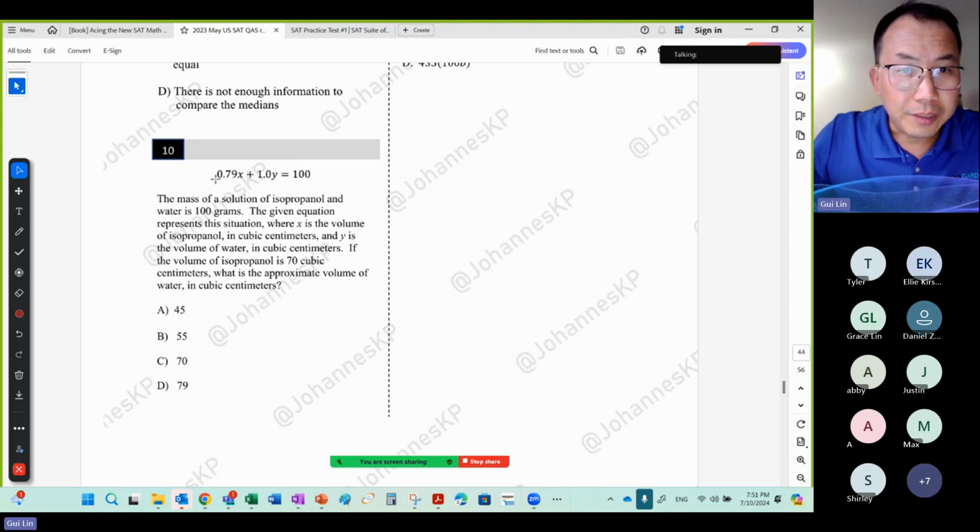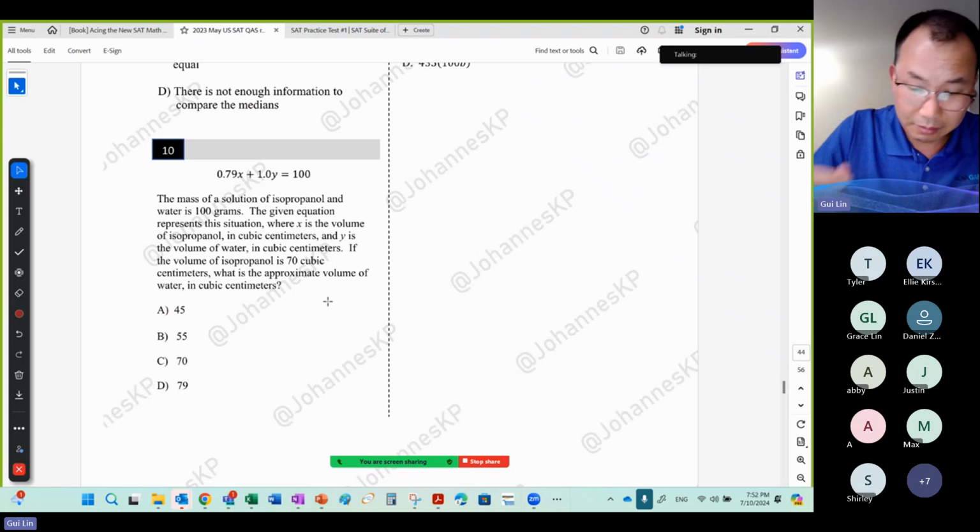All right, so this is a standard linear line. The mass of a solution of isopropanol in water is 100 grams, so partly isopropanol, partly water. The given equation represents this situation, where X is the volume of the isopropanol in cubic centimeters and Y is the volume of water in cubic centimeters. If the volume of isopropanol is 70 cubic centimeters, what's the approximate volume of water in cubic centimeters?